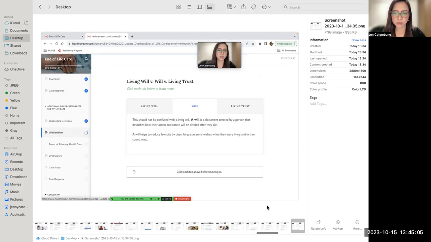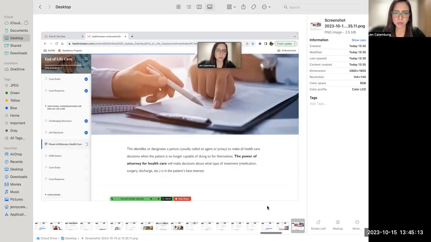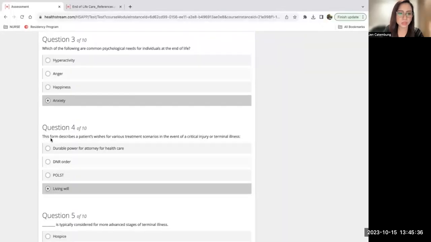Document stating living trust. This is with estate. Okay. And the power of attorney identifies or designates a person. So the power of attorney for healthcare will make decisions. So this is about the person. The other one is a document. That's the difference. I always get confused. This is the form. So living will is a form.